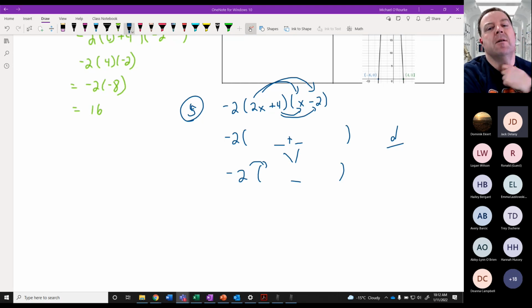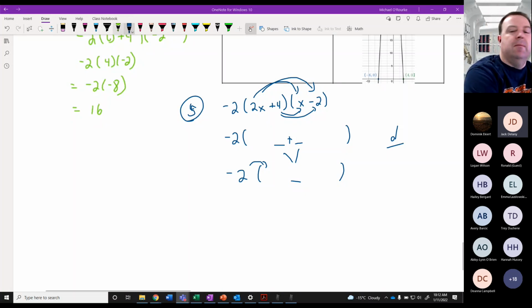Emma, you're good. Emma, was this your C value? When you're all done, if you got this is your C value, you did it right. Okay. Logan, let me know when you're done.